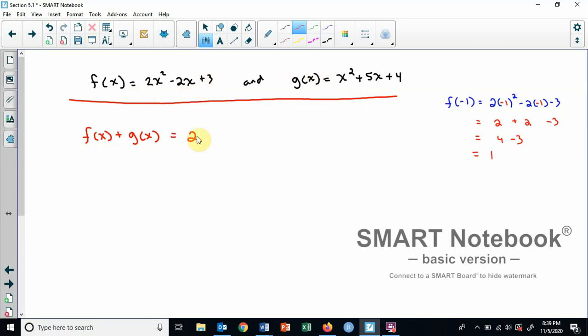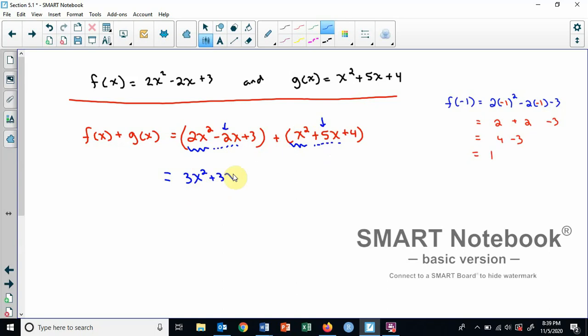So they're asking you to go 2x squared minus 2x plus 3. So there's f plus g, x squared plus 5x plus 4. And since I'm adding, I could just drop the parentheses and combine like terms. So let's see. 2x squared plus x squared, that makes 3x squared, minus 2x plus 5x, so minus 2 plus 5. Negative 2 plus 5 is positive 3x. And then finally, plus 3 plus 4.